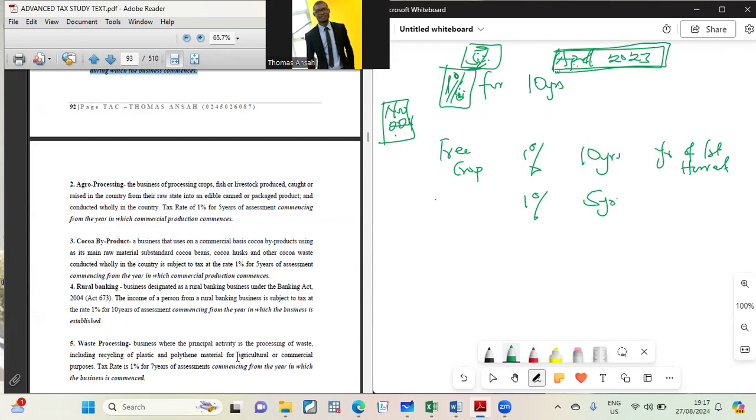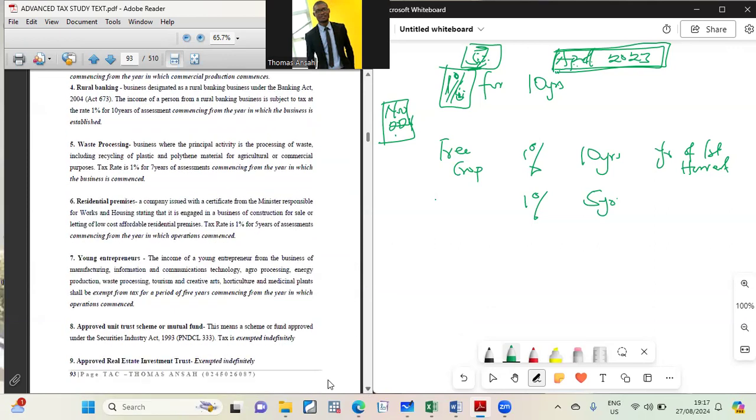For cocoa byproduct, I mean the cocoa husk and all those things, you have 1% for 5 years from the year commercial production also begins. All right, so that is that. You are in the banking sector, rural banking specifically, it is 1%, 10 years, starting from when you commence the banking business. Then we have 1% for 7 years, starting from when you commence a waste processing activity. So those who convert the waste process, recycling and all those things, those are the things.